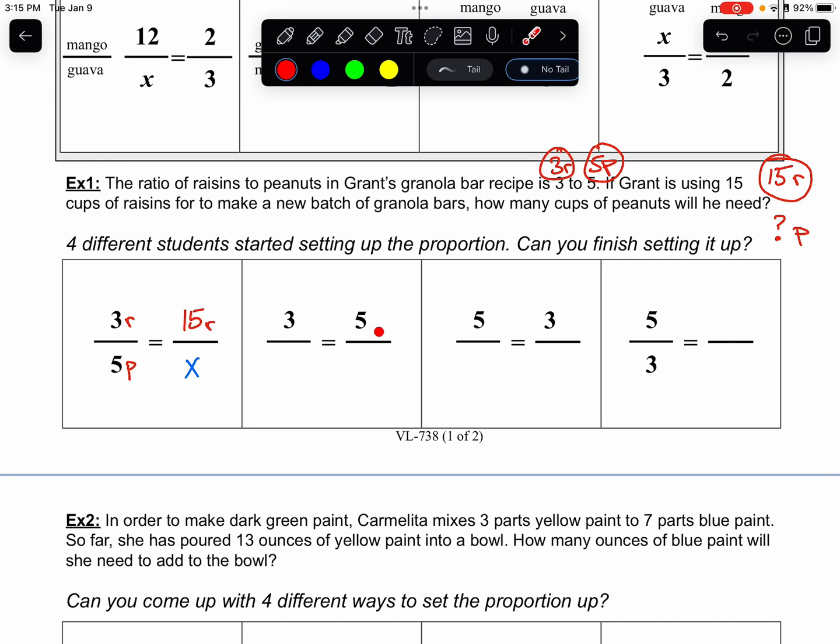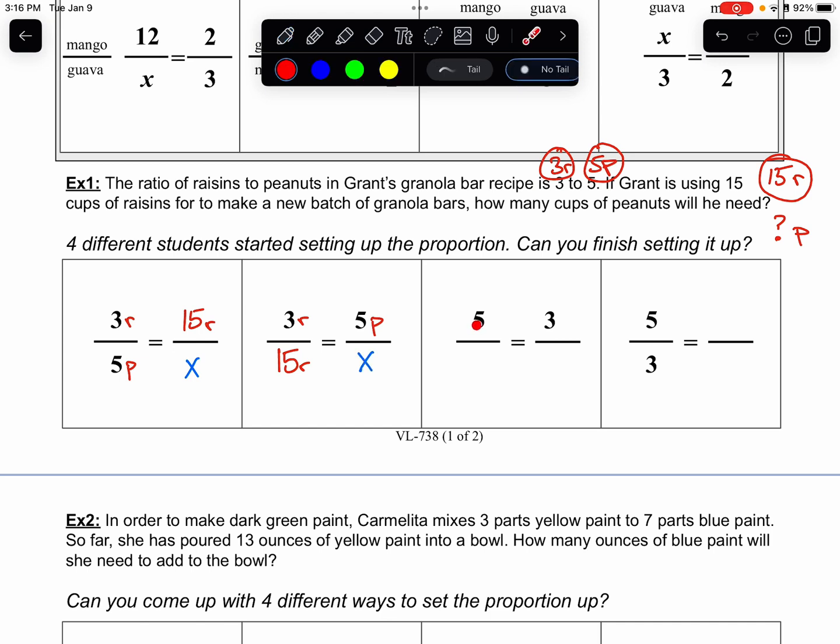Someone started setting it up this way. They did 3 raisins on the left side and 5 peanuts, and they put the peanuts on the right side. If we know that Grant used 15 raisins, where does that go? Well, it goes on the raisin side, which is on the left side, so 15 raisins. So how many peanuts? That's where our X goes.